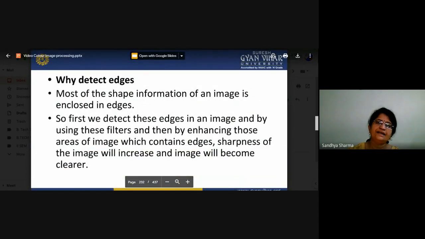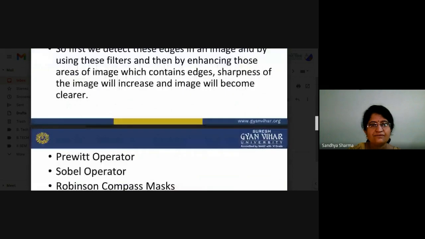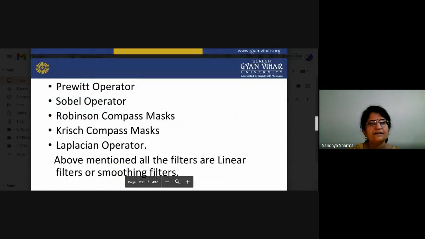Why do we detect the edges? Most of the sharp information of an image is enclosed in edges. So first we detect the edges in an image, and by using filters, by enhancing those areas of the image which contain the edges, the sharpness of the image will increase and the image will become clear. So that is our basic purpose of detecting the edges.